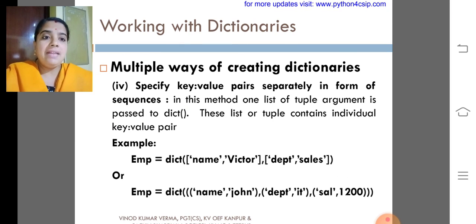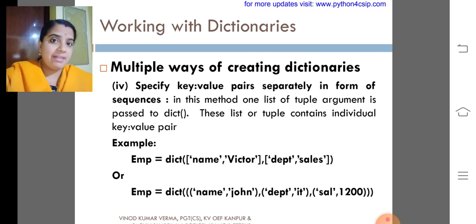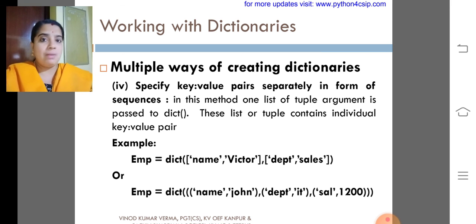Then, this is another example, specifying key-value pairs separately in the form of a sequence. Here, name, Victor, department, sales. Both are lists which I had given within the dict function. Or else you can give John, department and salary. That is another example. Here, key-value pairs are specified in a separate form of sequence.